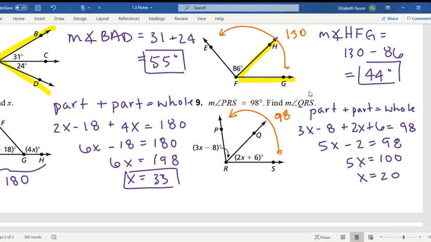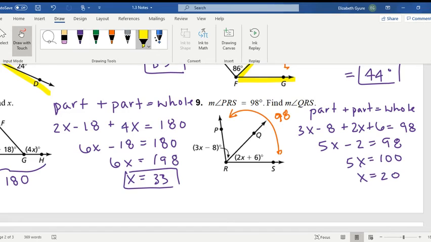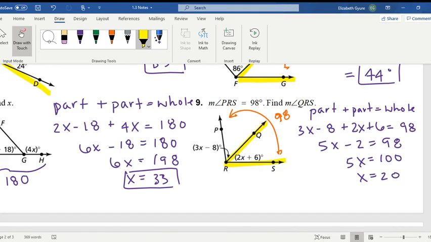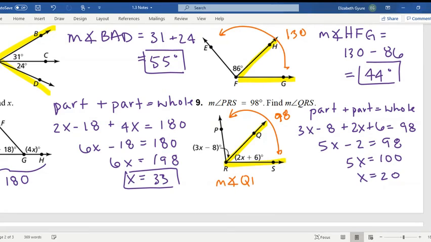Well, you might stop here. Read your directions. It said you need to find the measure of angle QRS, which is why I always like to label that and highlight it. So you're not quite done. We know what x is, but we now need to plug x back in. So I'm going to say the measure of angle QRS equals, and plug in your 20, so 2 times 20 plus 6. 2 times 20 is 40. 40 plus 6 is 46.